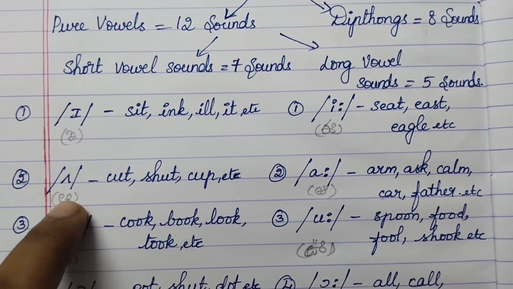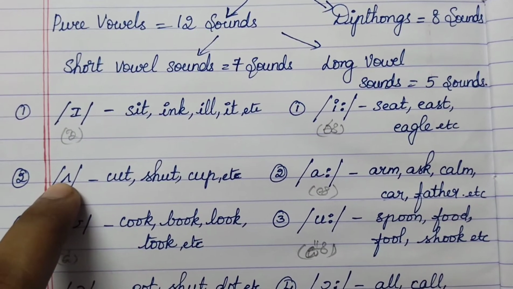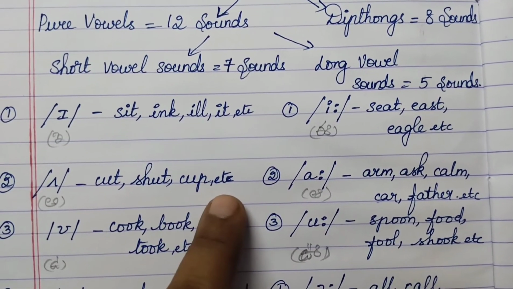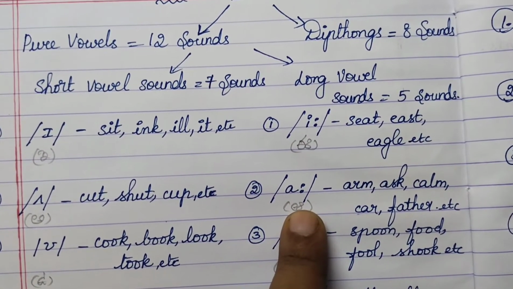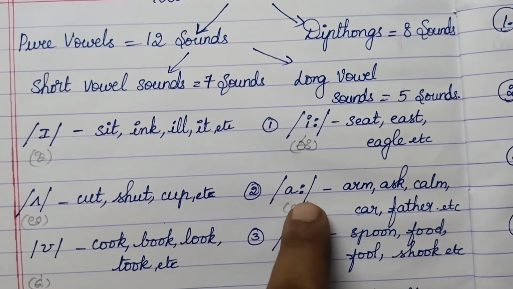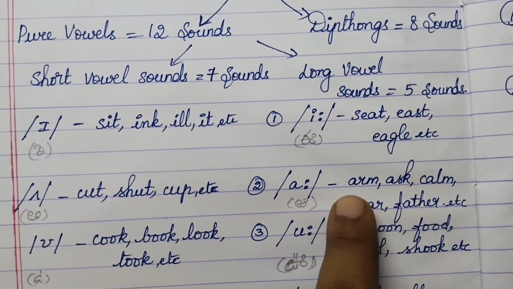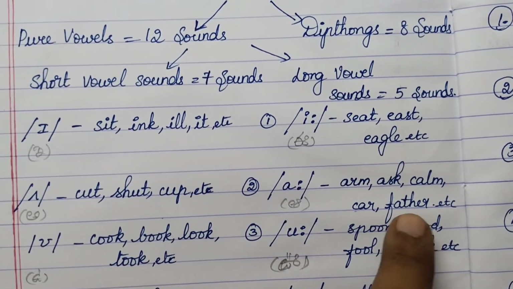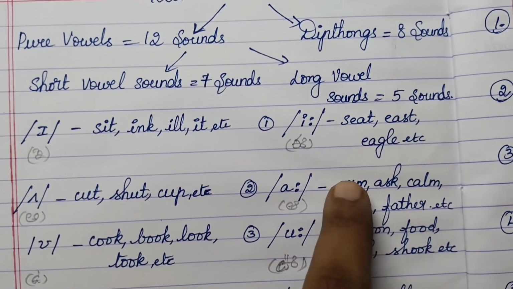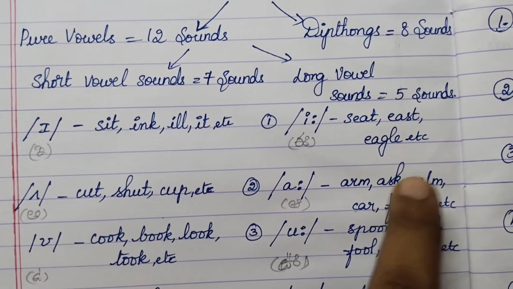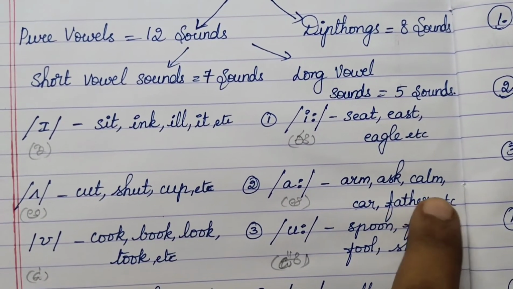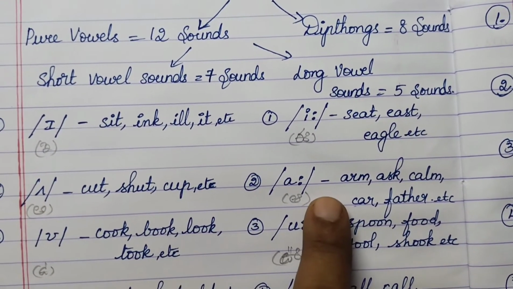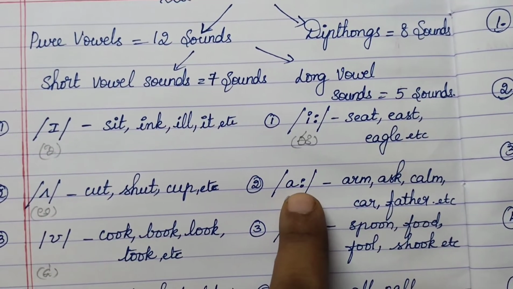Now, the second one, A sound, short A. This symbol denotes the A sound: cut, shut, cup, etc. Coming to the long vowel sound, A with two dots gives you the long A sound. That is, arm, ask, come, car, father, etc. You can't pronounce them like ask, come, car, father. So, short vowel: cut, shut, cup. Long A sound, that is A with two dots.